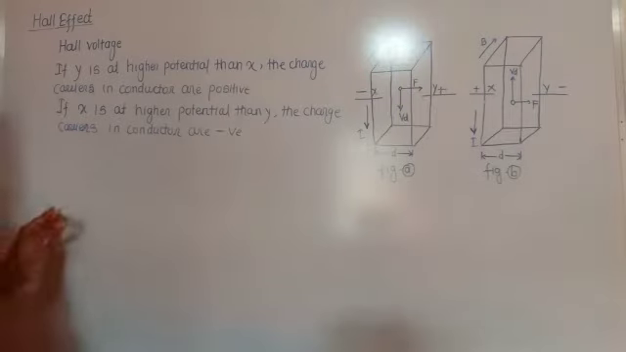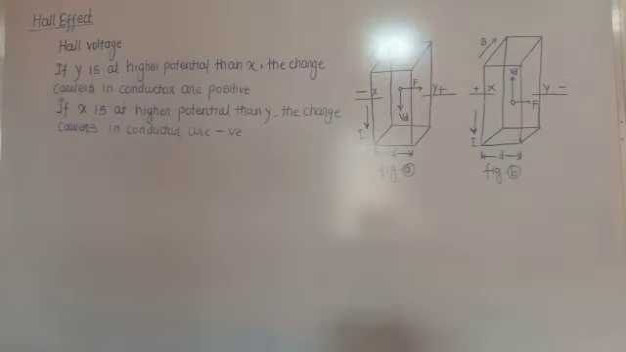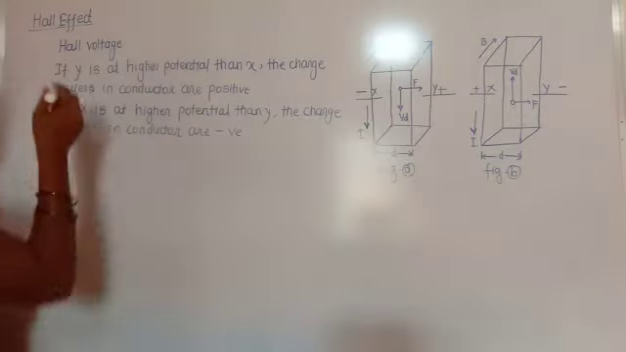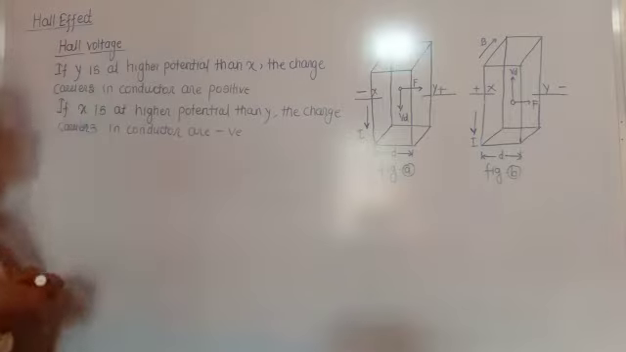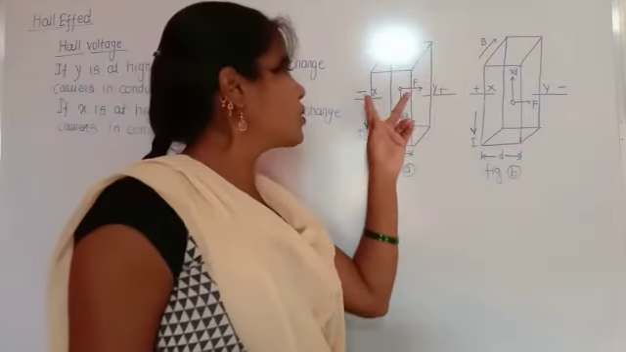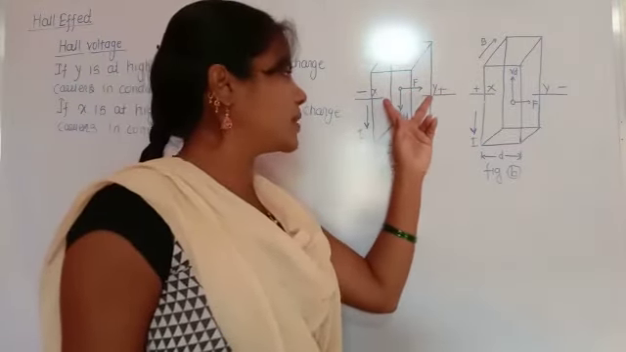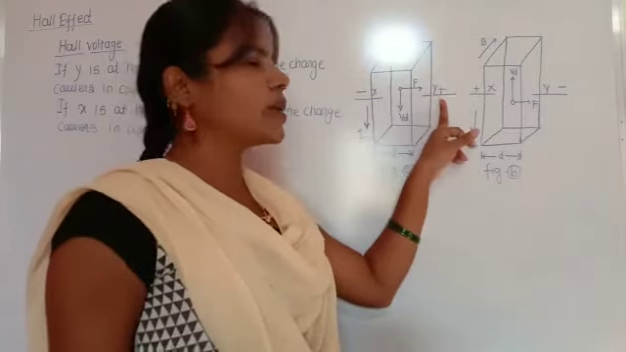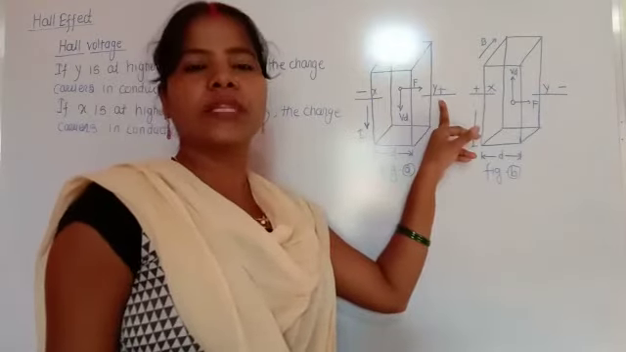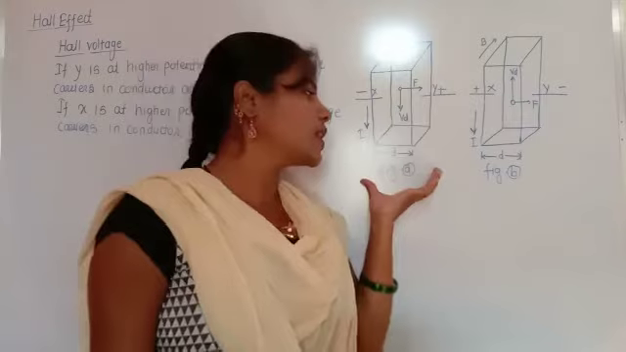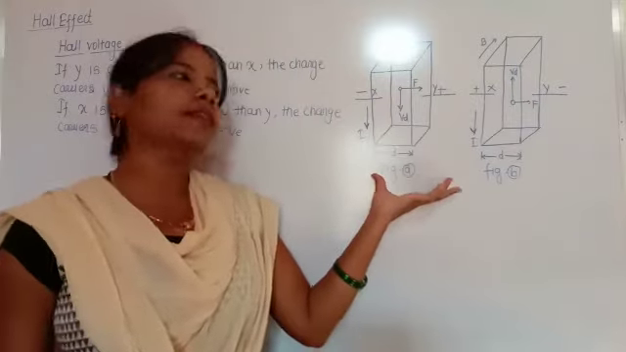Thus the measurement of the Hall voltage gives information about the type of charge carriers. If we measure this Hall voltage between the X and Y terminals, and Y is at higher potential than X, then we can conclude that this conductor has positive charge carriers.